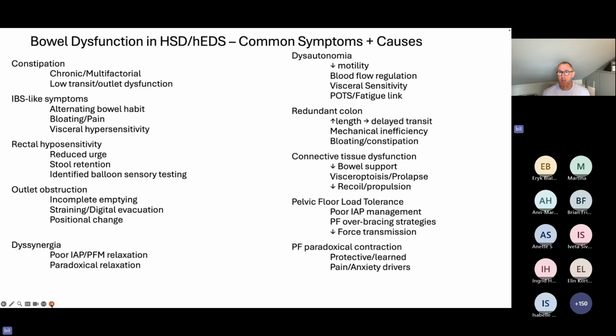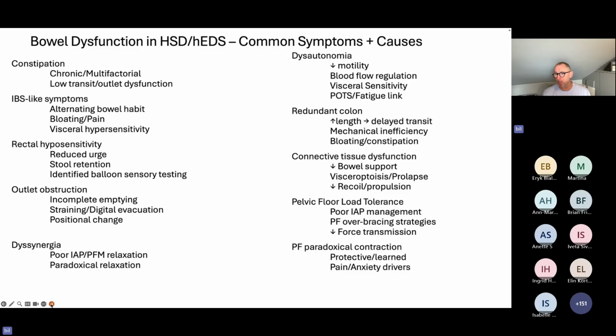Connective tissue dysfunction, decreased bowel support, prolapse, decreased recoil of the tissue in the bowel, and then decreased propulsion. So it does not move the feces through the bowel in an efficient way. Then we come to pelvic floor load tolerance, where we have poor intra-abdominal management, pelvic floor over-bracing strategies, and then decreased force transmission across that area.